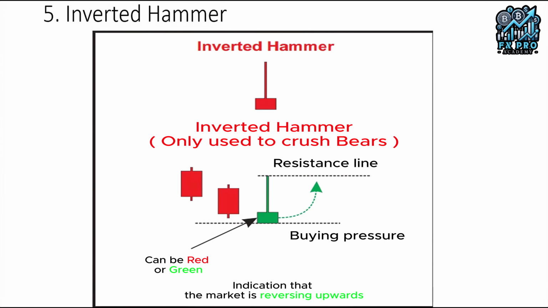Next is the inverted hammer, also known as the upside-down hammer. This inverted hammer is also used to crush the bears. Remember, a hammer is always used to smash the bears, like this. The selling pressure pushes down, but the hammer hits. When the hammer appears, the market may slow its fall and potentially rise. Exactly like that. This signals a reversal, indicating the market is ready to go up.